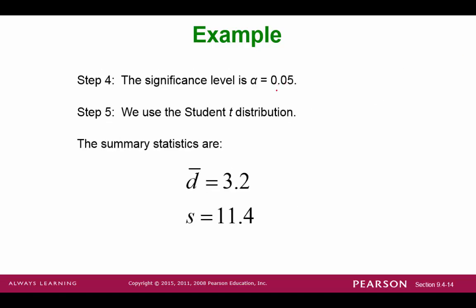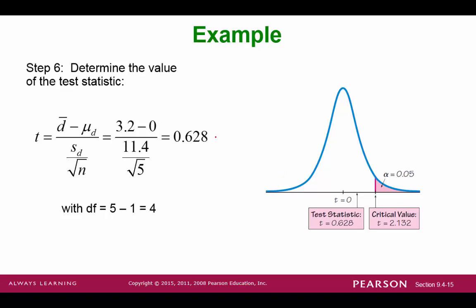We'll use a 0.05 significance level, and we're going to use a t-distribution using the t-test. And our statistics are x bar, or d bar in this case, is 2.3. S, the standard deviation for the sample, is 11.4. And our n is really small. n is equal to 5. So we'll punch that into our formula, and we're going to get a test statistic of 0.628.